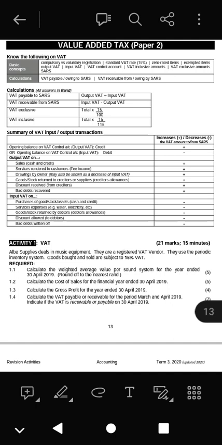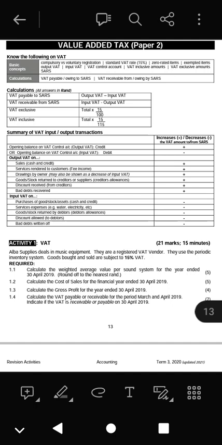There are two categories of registration that can be made: compulsory registration and voluntary registration. When does the registration for VAT become compulsory? If there is a business whose annual income exceeds 1 million, it is required to register as a VAT vendor. So if the income exceeds 1 million rand, then it is compulsory. It is a must. It is law. You are supposed to be registered as a VAT vendor.